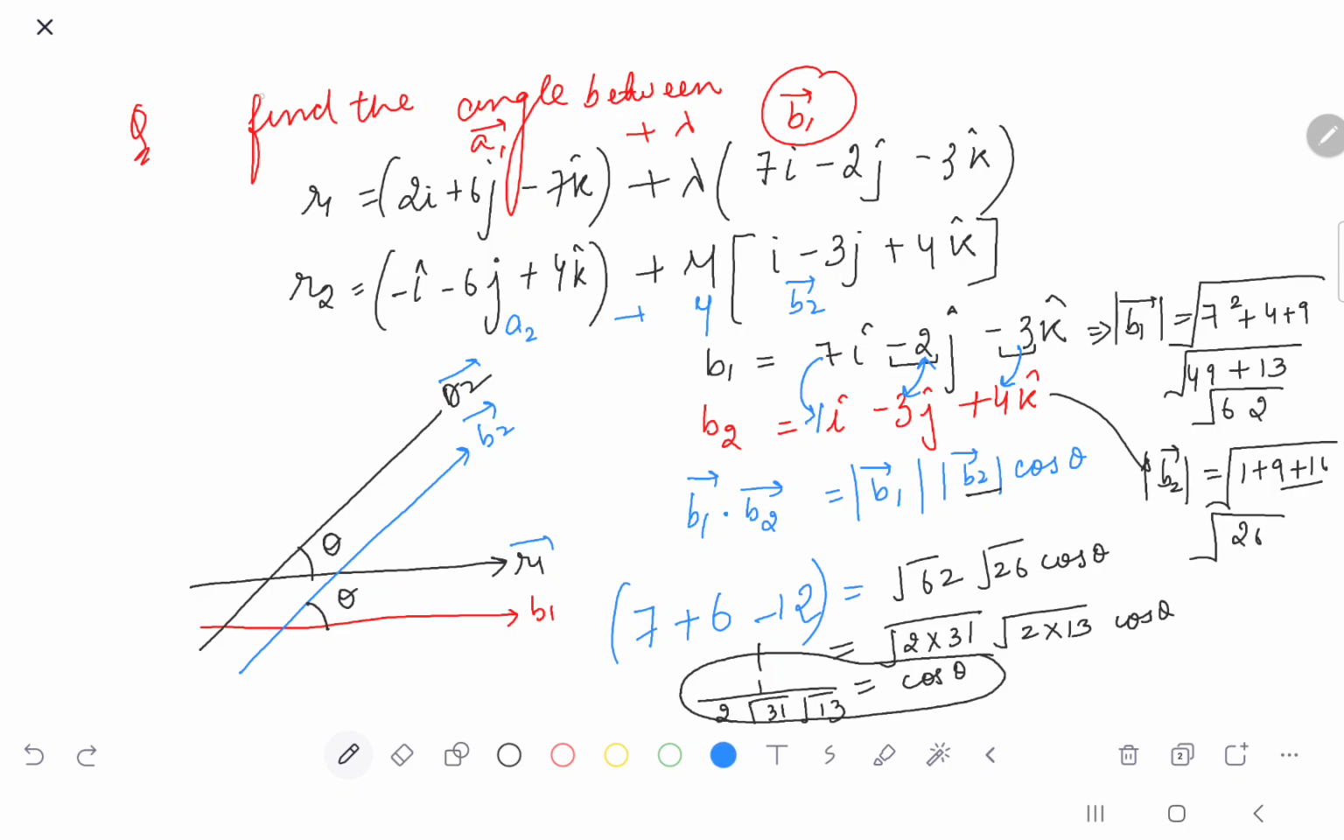Yes, ma'am. So this is how we find the angle between A and B. Yes or no? Yes, ma'am. So that's how we find the angle. Simple. Easy. Now type 5. Type 5. Now have a look.